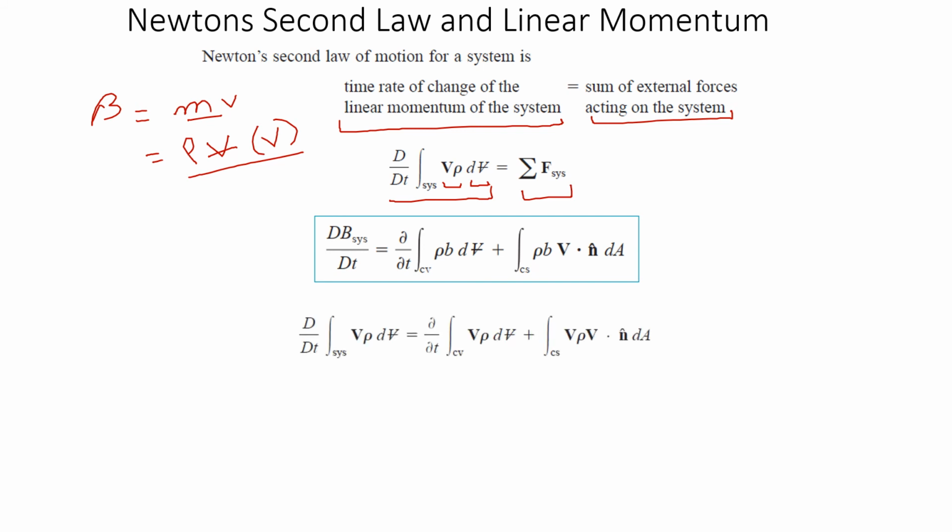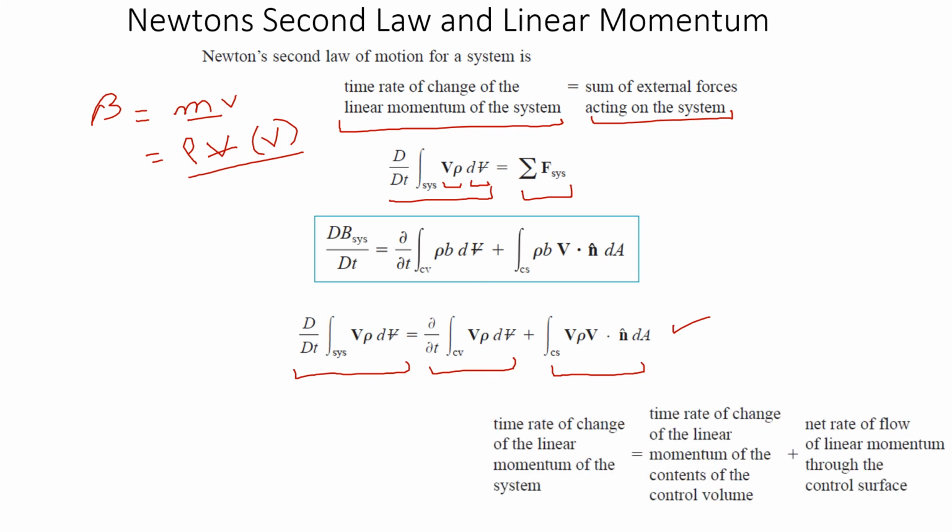And this is what the Reynolds transport theorem for conservation of momentum looked like. This right here again represents the change in the momentum of the system, which was equal to the change in momentum inside the control volume and the change in momentum at the control surfaces. This is what this equation actually represents: the time rate of change of linear momentum of the system is equal to the time rate of change of linear momentum of the contents of the control volume plus the net rate of flow of linear momentum through the control surfaces.